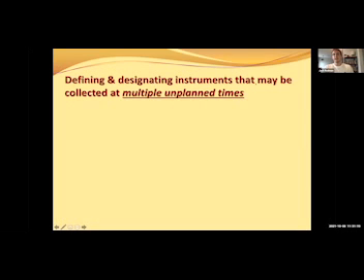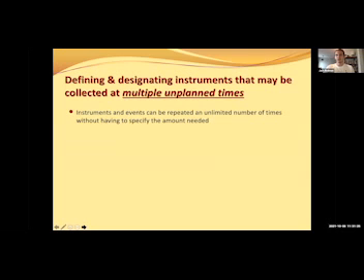So now defining and designating instruments that may be collected at multiple unplanned times. Before we talked about planned study events, baseline, 6 months, 12 months, those are all planned and designed into your study. But now if we're looking at unplanned times, so events like adverse events or unscheduled doctor's visits, these instruments and events can be repeated an unlimited number of times, and you don't have to specify you're going to be collecting data twice, because unplanned events could happen, you know, X amount of times. So you want to make sure that those can be repeated.